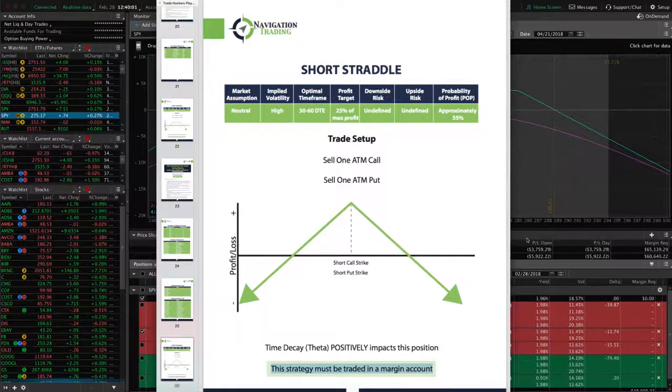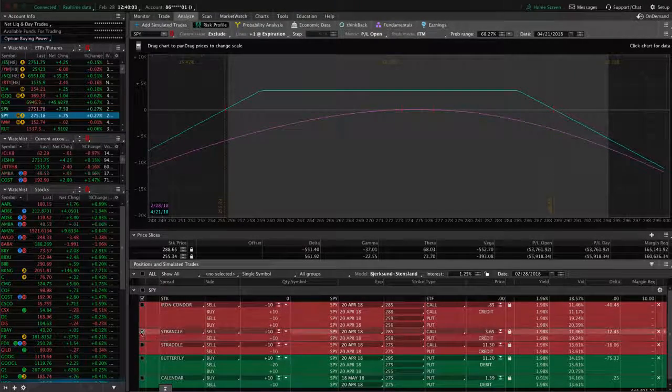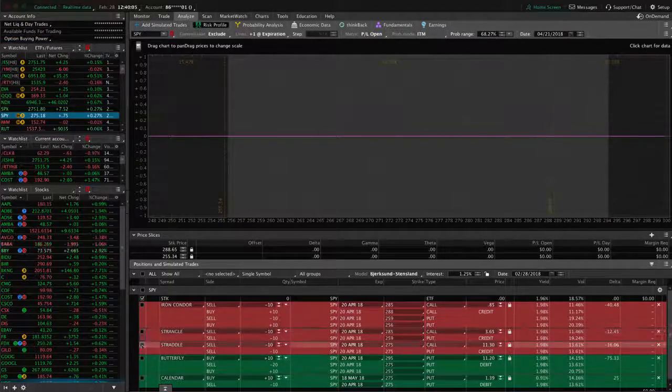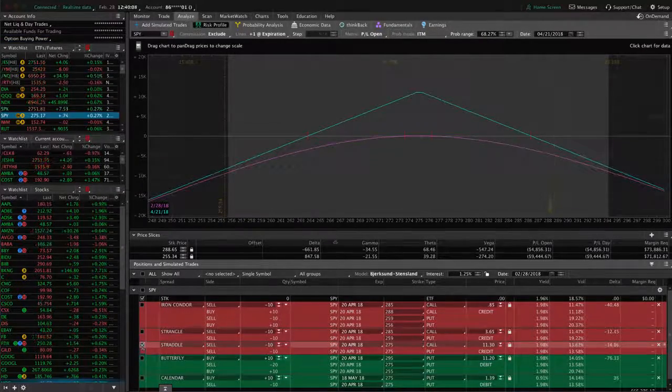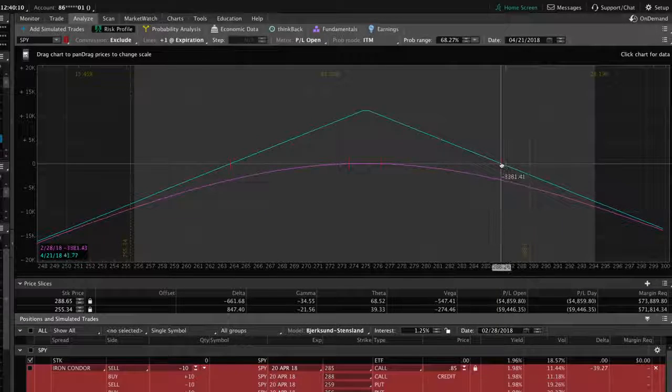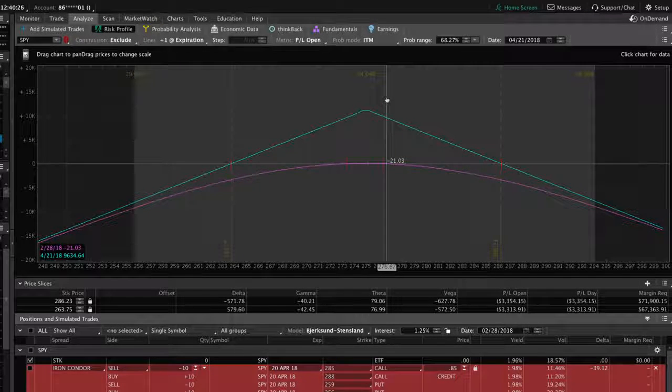So if we jump back over to the platform and uncheck our strangle and check on our straddle, what you'll notice is that our break-even points are much closer to where the current price is. If we drag our price slices to those break-even points, again, the platform will automatically give us our probability of making money on the trade if we hold it all the way to expiration.